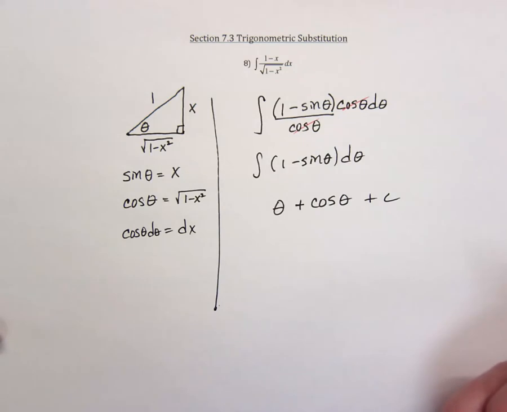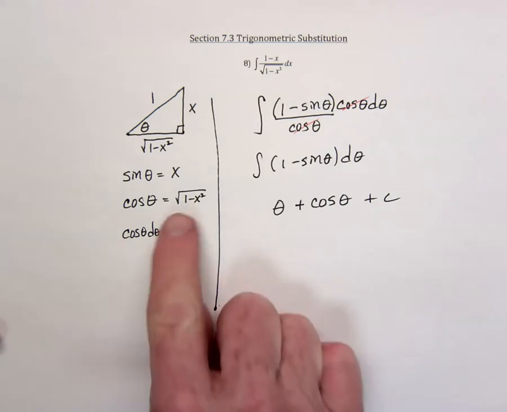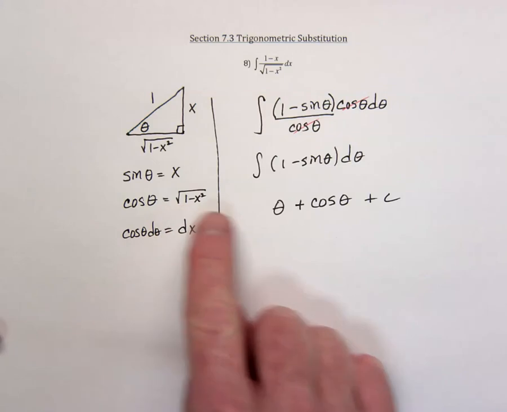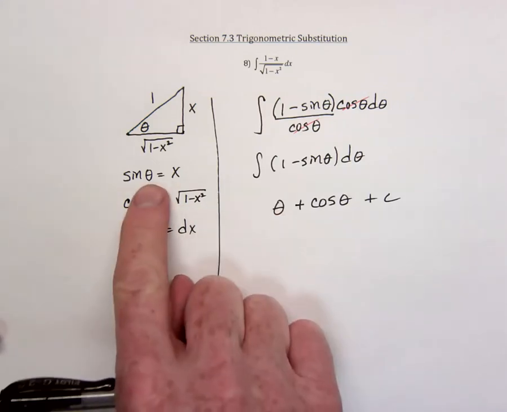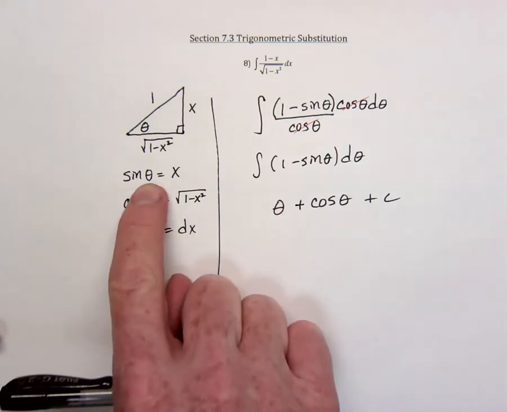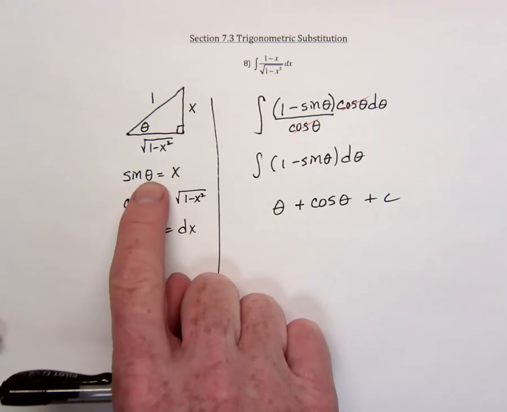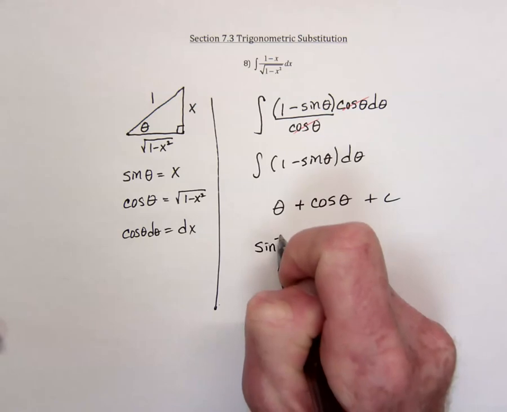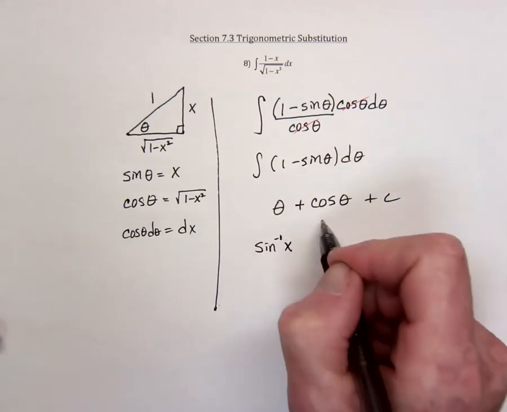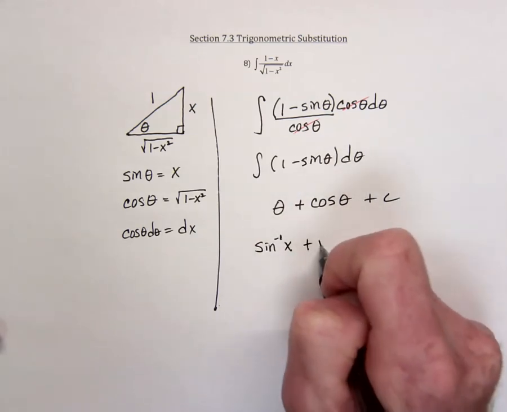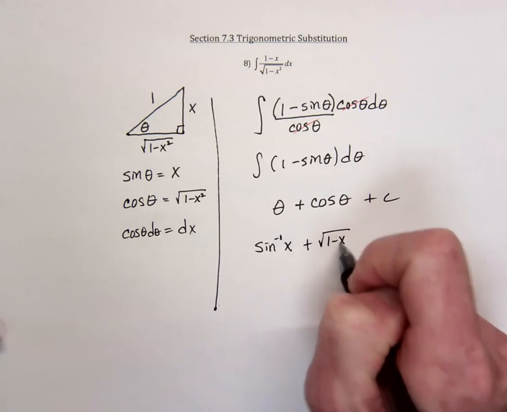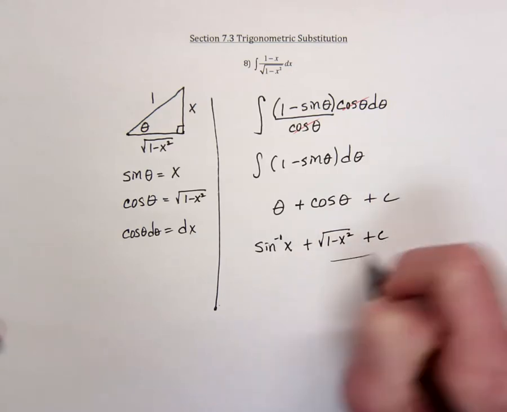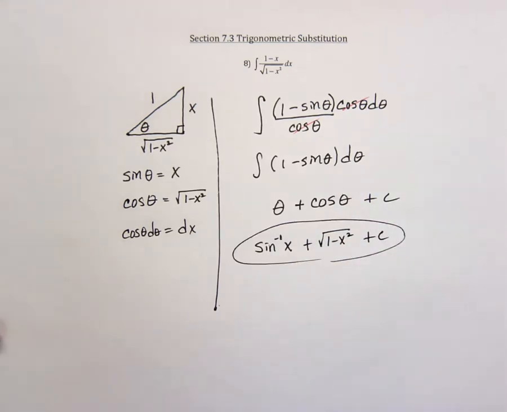And now we need to replace cosine of theta, which is this guy over here, and we need to replace the theta, which we can do by just taking sine inverse of both sides over here. So theta is equal to sine inverse of x. Cosine of theta is equal to the square root of 1 minus x squared. And everything's been changed back to terms of x. We're done.